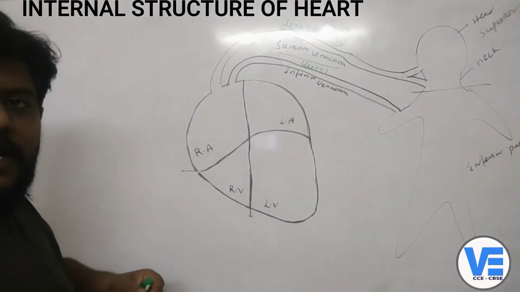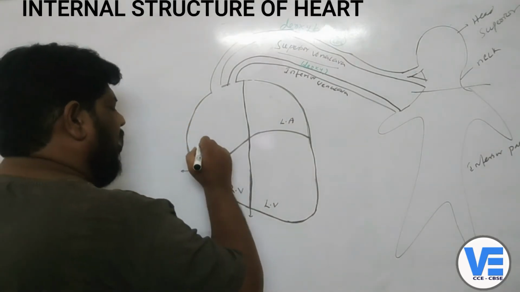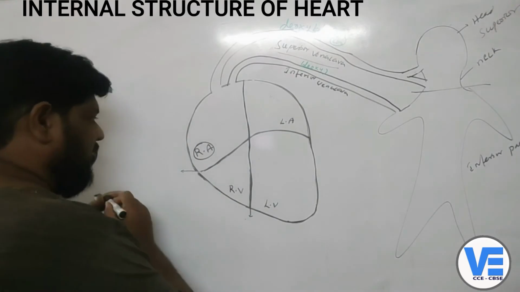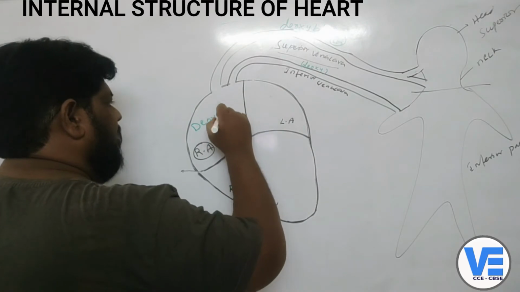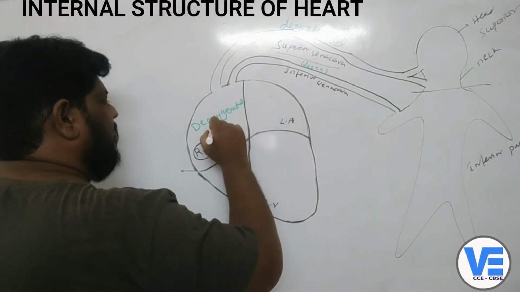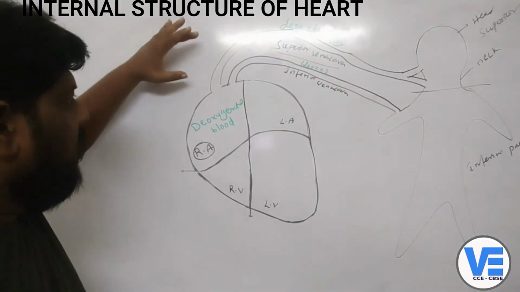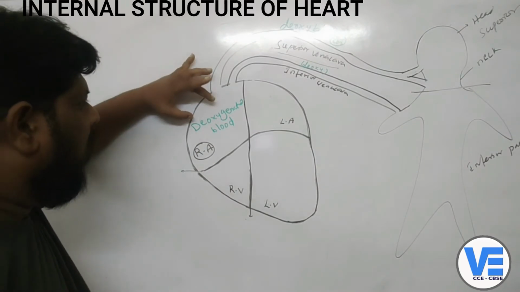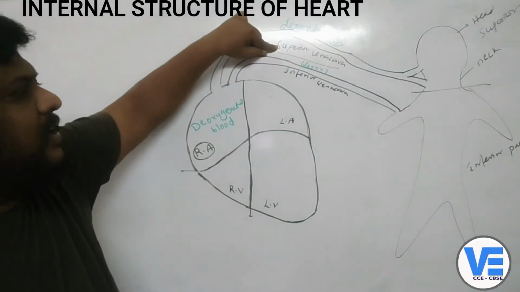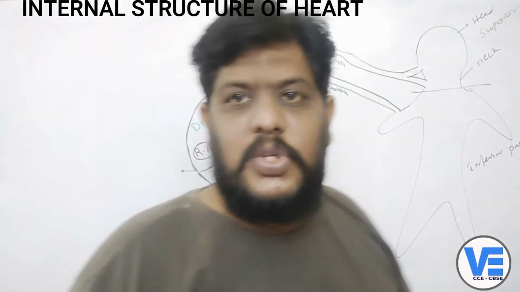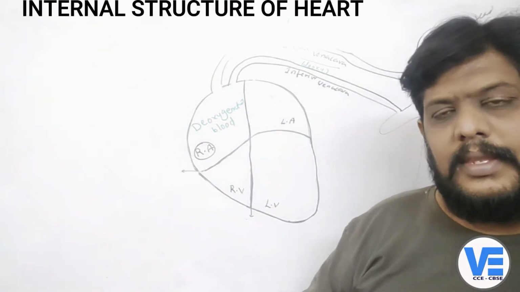That means one thing should be very clear to us, right? What is that? The right auricle is receiving which blood? It is receiving the deoxygenated blood. So which large veins are bringing the deoxygenated blood from all parts of the body to the right auricle? Superior vena cava and inferior vena cava. So these are the two large veins.